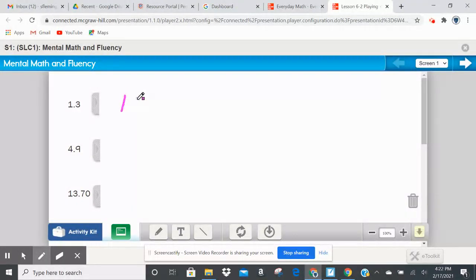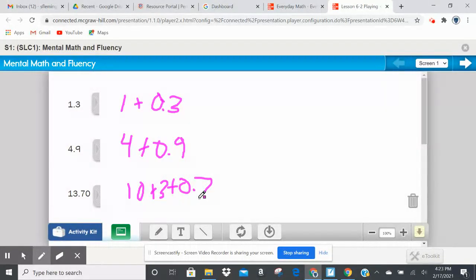So for this first one, it would be 1 plus 0.3. The second one, 4 plus 0.9. And then the third one is 10 plus 3 plus 0.7. Did you get it right? Remember, you can always also use multiplication.